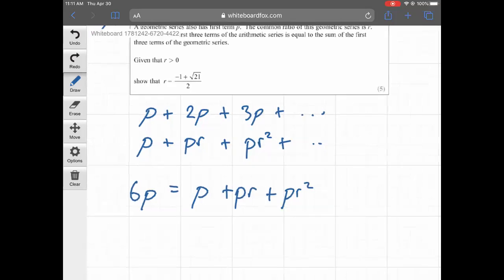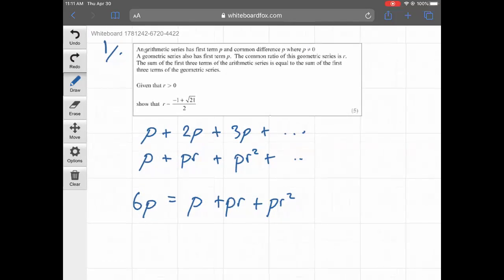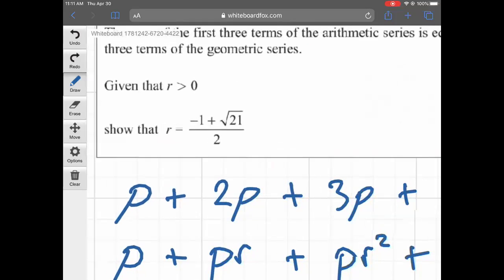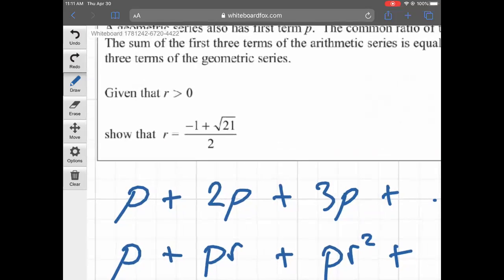We can factorize the P out of the geometric series and then divide, so then P gets canceled out and we're only left with R. If you look at the answer we need to show, that should look familiar to you, right? That kind of form of an answer should be reminding you of the quadratic formula. When you solve something with the quadratic formula, you often end up with an answer that looks like that.